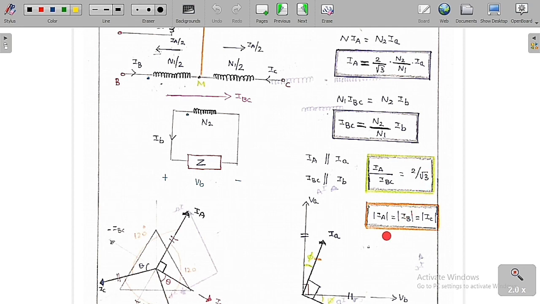And I have already told you, as it is a balanced supply, balanced supply means the line currents are also equal. So magnitude of IA is equal to magnitude of IB is equal to magnitude of IC, because it's a three-phase balanced supply.